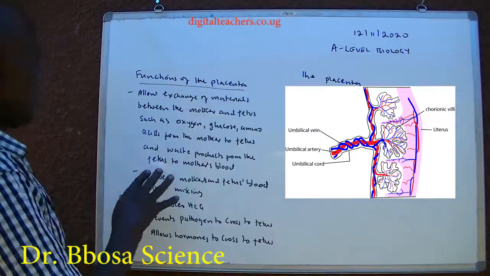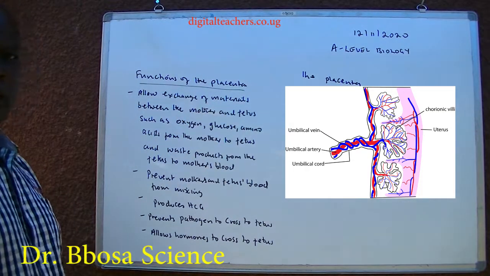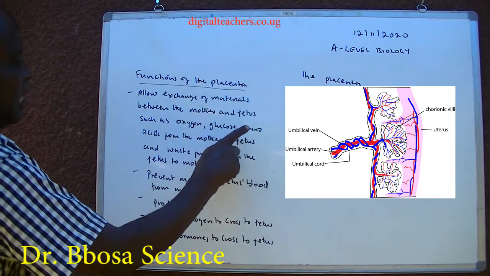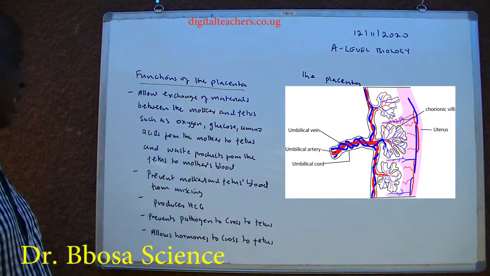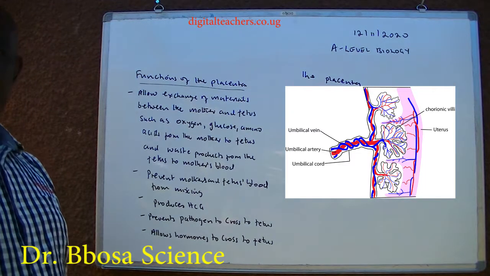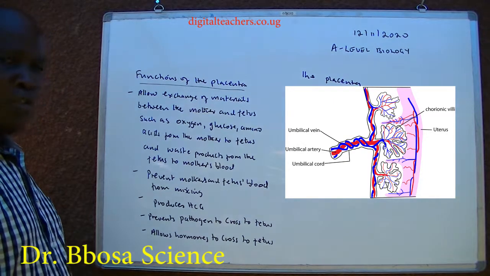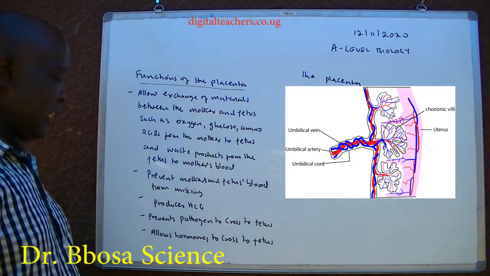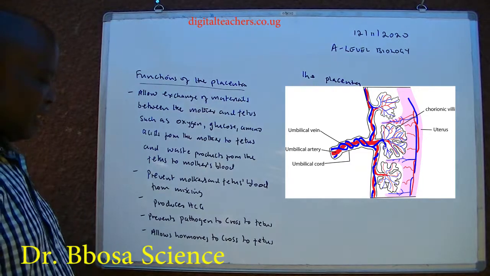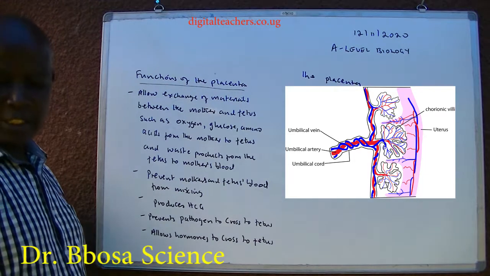Functions of placenta: allows exchange of materials between the mother and the fetus, such as oxygen, glucose, amino acids from the mother to the fetus, and waste products from the fetus to the mother's blood. Prevents mother's and fetus's blood from mixing. Produces HCG. Prevents pathogens from crossing to the fetus. Allows hormones to cross to the fetus.